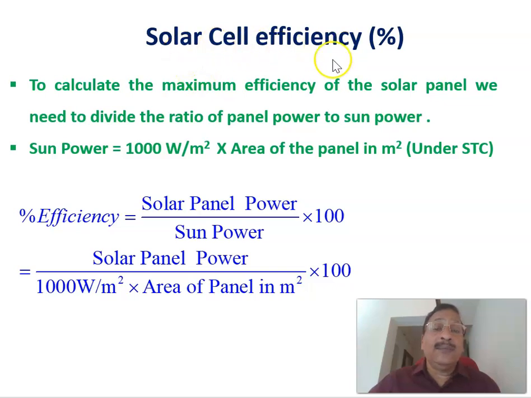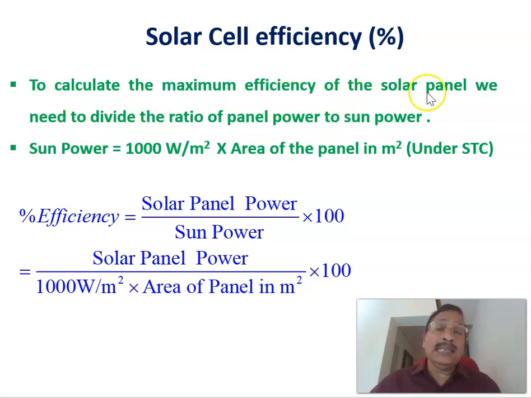Continuing with solar cell efficiency, in order to calculate the maximum efficiency of a solar panel, we need to divide the panel power by the sun power, expressed in percentage by multiplying by 100. To calculate the sun power, or the solar irradiation power, under standard testing condition it is 1000 watts per meter square. Therefore, 1000 watts per meter square into the area of the panel in meter square is the sun power that is hitting the solar panel. That is the input as such.